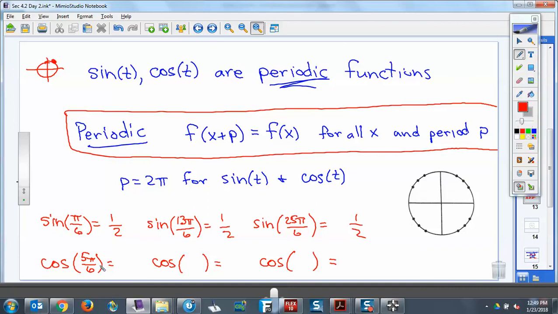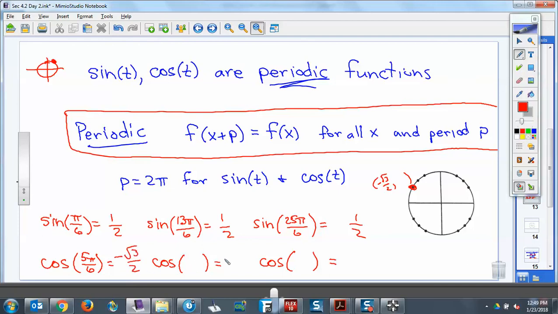So, cosine of 5 pi over 6. Where's 5 pi over 6? What quadrant? Quadrant 2. And at this point right here, there's 5 pi over 6 right there. What is the cosine there? What's the x-coordinate right there? Negative, not 3/2, but root 3 over 2. It's going to be negative root 3 over 2 right there, right? Good, some of us are getting it. Negative root 3 over 2 is going to be that x-coordinate. That's cosine, negative root 3 over 2.